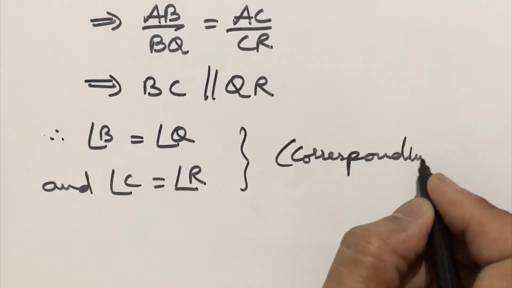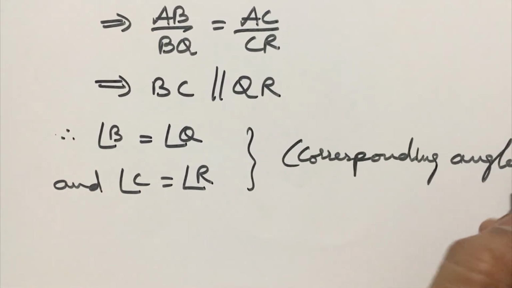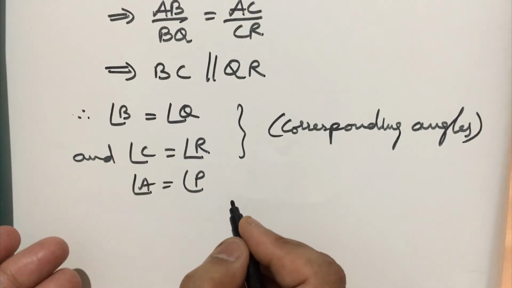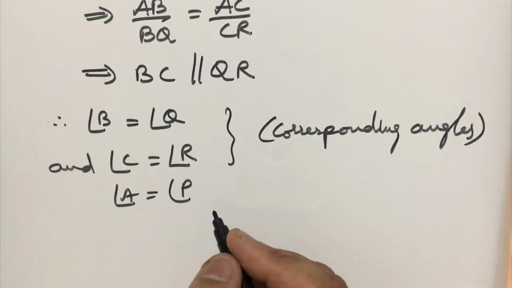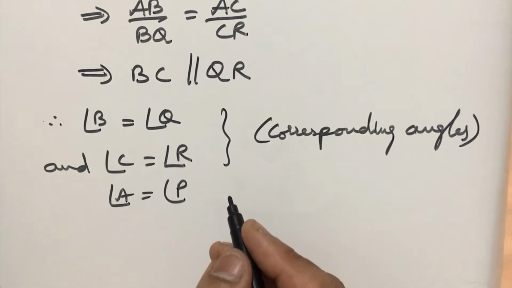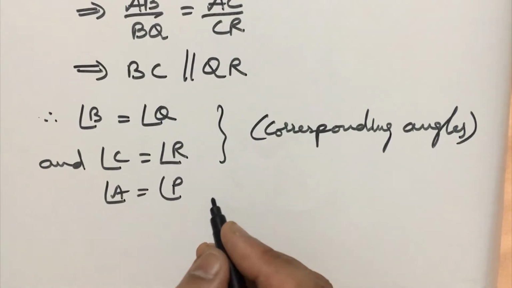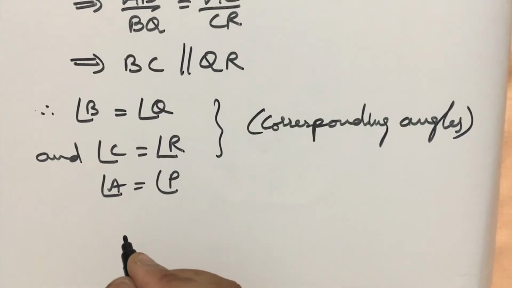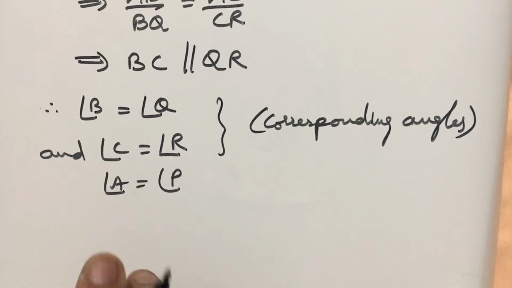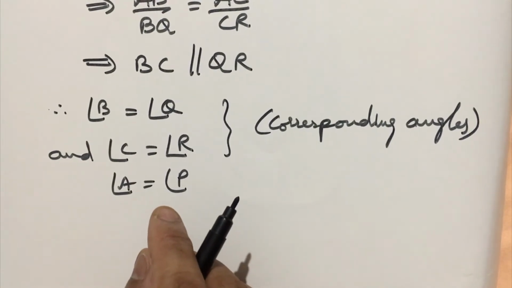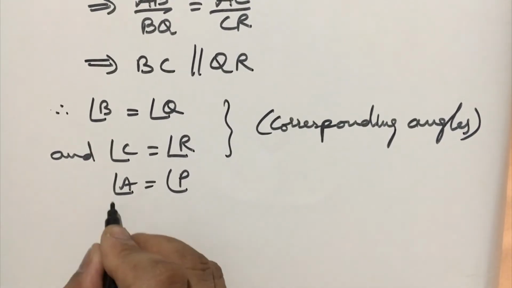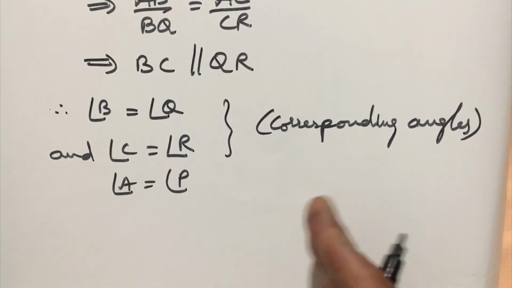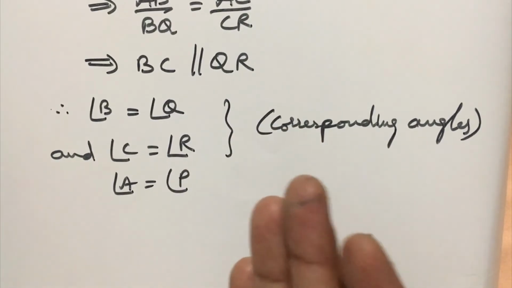Why they are equal, you have to write: corresponding angles. As angle A and angle P are at one place only, they are also equal. So, from this we came to the conclusion that all the angles of one triangle are respectively equal to the corresponding angles of the other triangle. So, we can come to the conclusion that triangle ABC and triangle PQR are similar. If three corresponding sides of two triangles are proportional, then their corresponding angles are equal, and also they are similar.